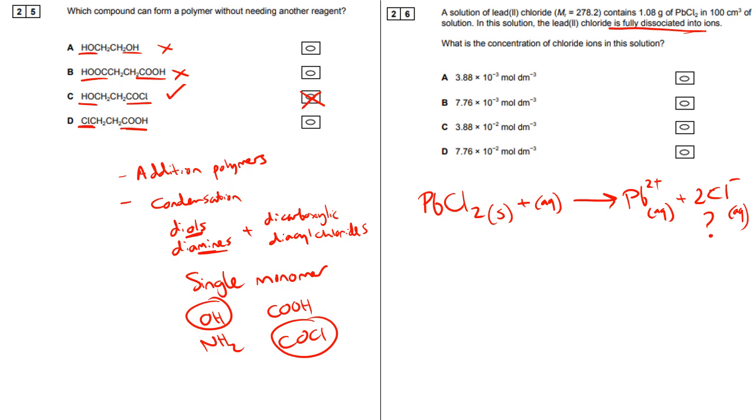So step 1, you've got your mass of lead chloride divided by the Mr of lead chloride, which it kindly gives you, so you don't have to work that one out. So mass over Mr in that case is going to give us the moles, which is 3.9 times 10 to the minus 3, 0.00388 moles. That is in 100 centimeters cubed, and we're being asked to work out the concentration.